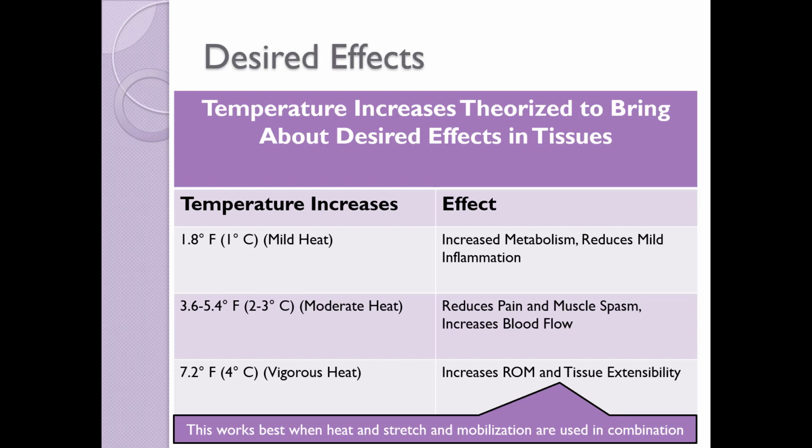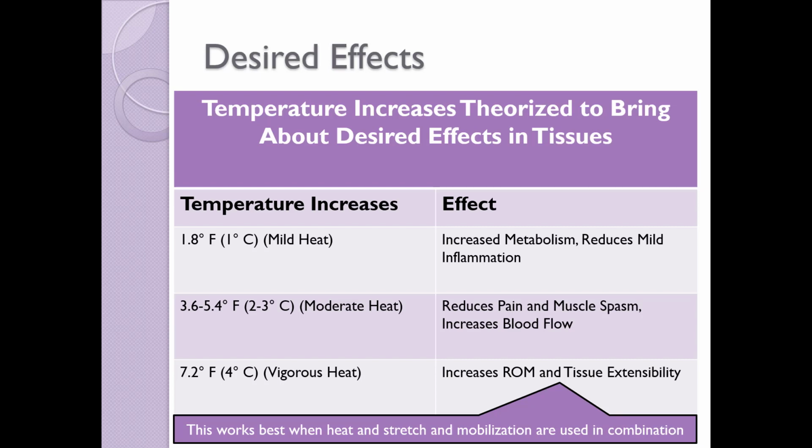A temperature increase of 1.8 degrees Fahrenheit or 1 degree Celsius results in mild heating. The overall effect would be an increase in metabolism and a reduction in mild inflammation. A temperature increase of 3.6 to 5.4 degrees Fahrenheit or 2 to 3 degrees Celsius will result in moderate heating. The overall effect would be a pain reduction and decreased muscle spasms, as well as an increase in blood flow.